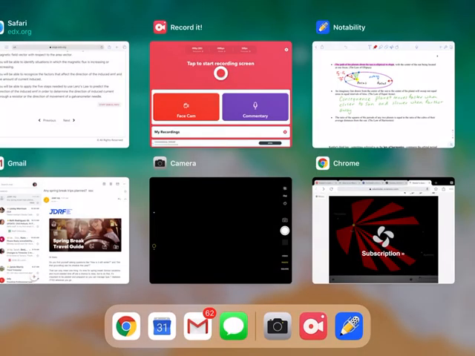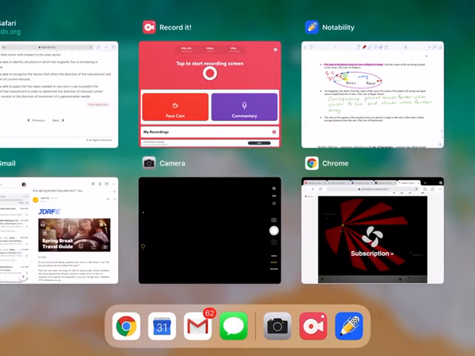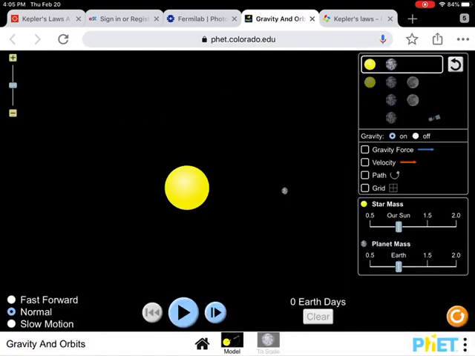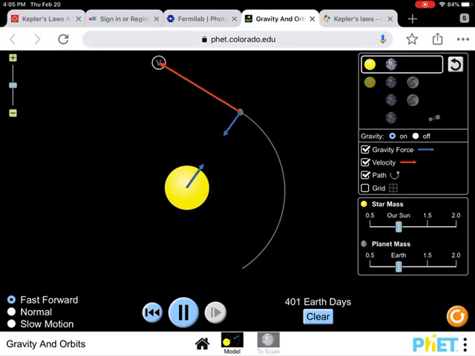We're going to take a look at another animation, and this is also available on Canvas. It's a PhET animation. I'll just press play on this just to start. This is kind of a cool little animation where you can see the Earth going around the sun, and down in the corner it tells us how many days have passed. I can turn on the gravitational force, I can turn on the velocity of our planet, and I can trace the path. That's pretty cool.